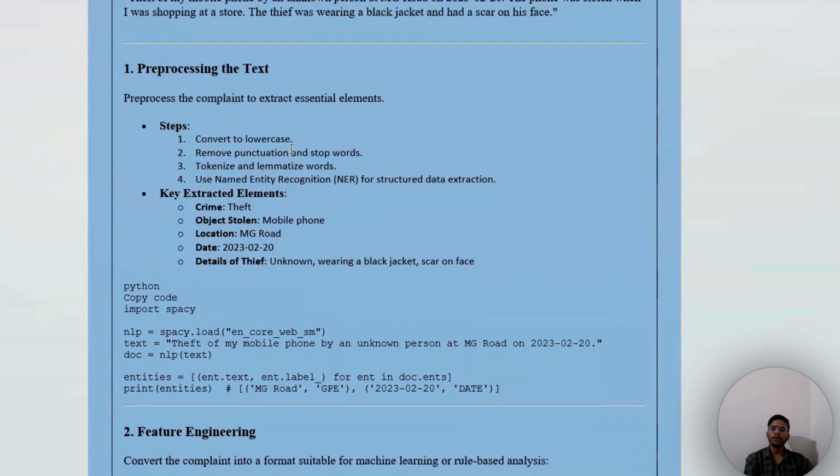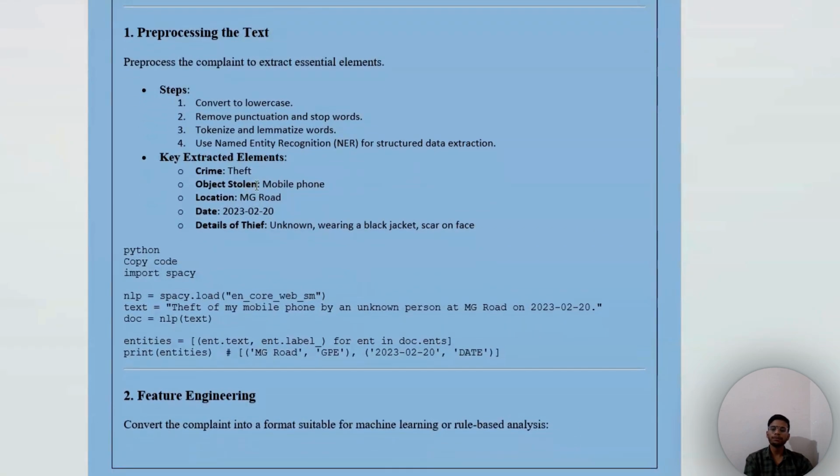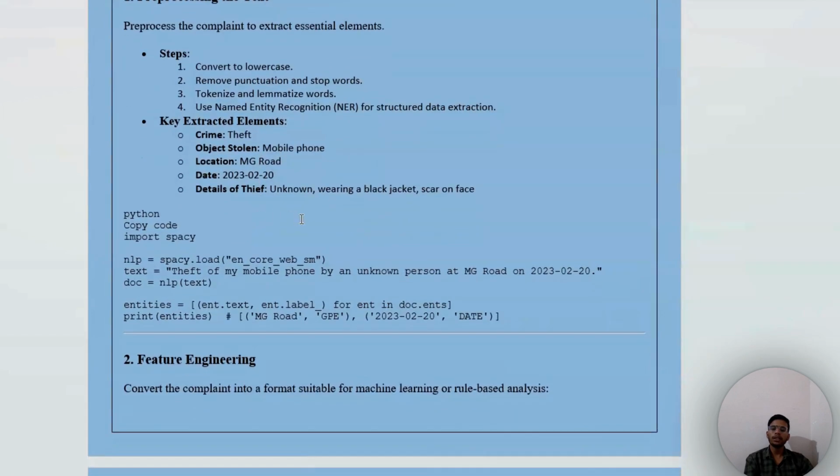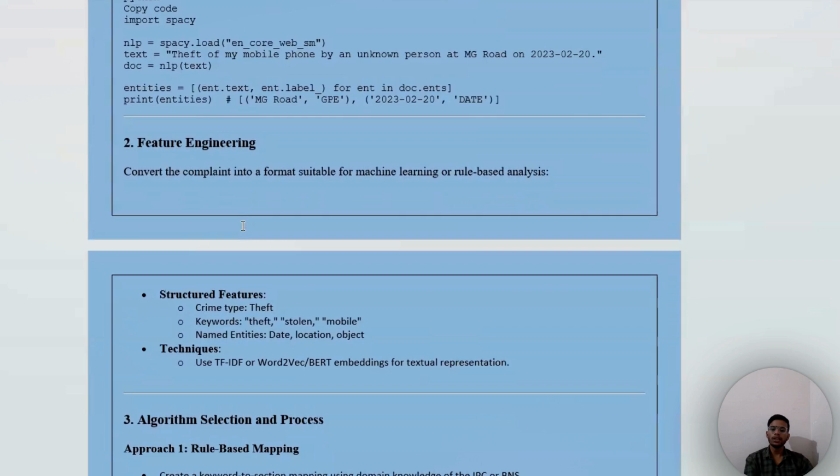First, convert to lowercase, remove punctuation and stop words, apply tokenization and lemmatization, and use named entity recognition. Now, next we have key extracted elements. In key extracted elements, we have: crime, theft; object stolen, mobile phone; location, MG Road; date; details of theft; thief, unknown, wearing a black jacket and scar on face. This is Python code.